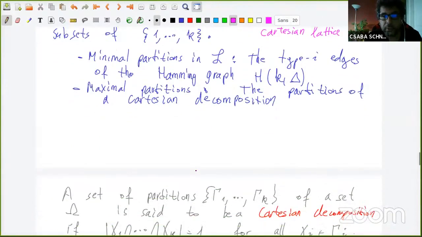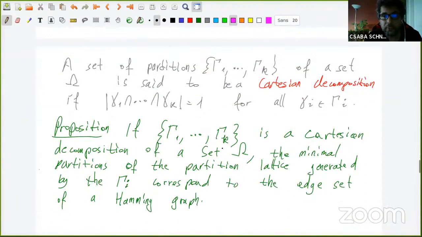Just to remind you, the Cartesian decomposition of a set is a set of partitions such that whenever you take a block from each of the partitions, the intersection of these blocks contains precisely one element. So the Cartesian decomposition determines the decomposition of the set into a Cartesian product.